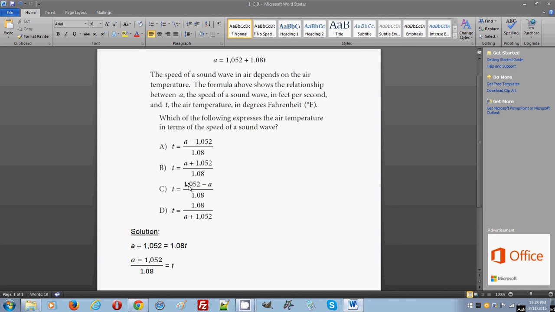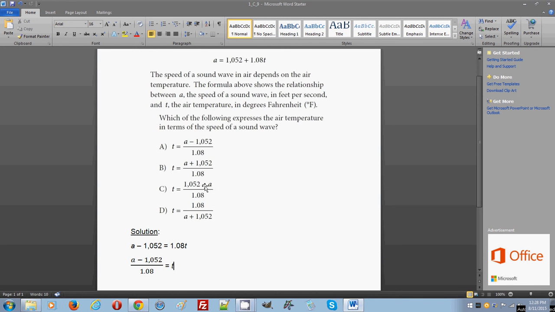So these other choices come from incorrect operations on additions and subtractions and divisions. Some of the fractions are switched over. In other words, your numerator should have been your denominator, and here everything is just upside down. And this answer choice C is done incorrectly.